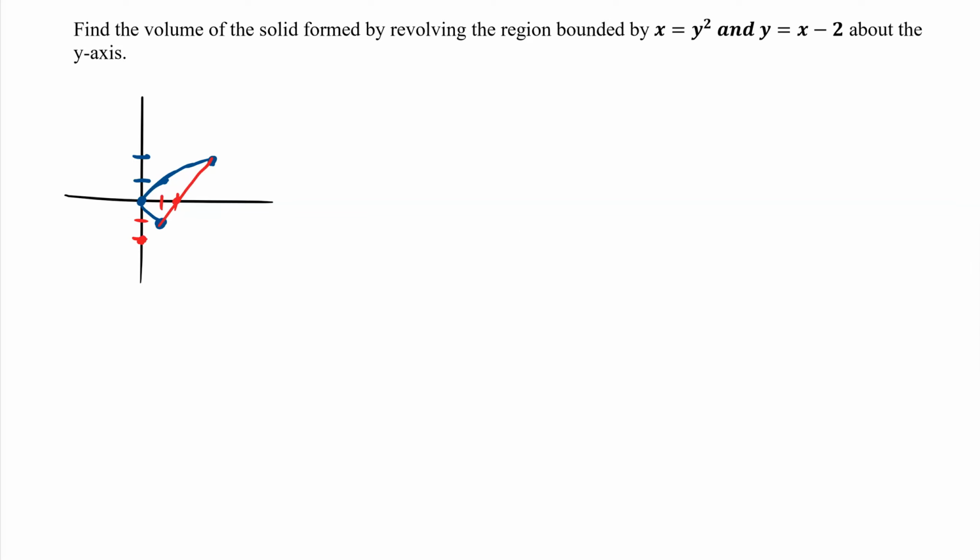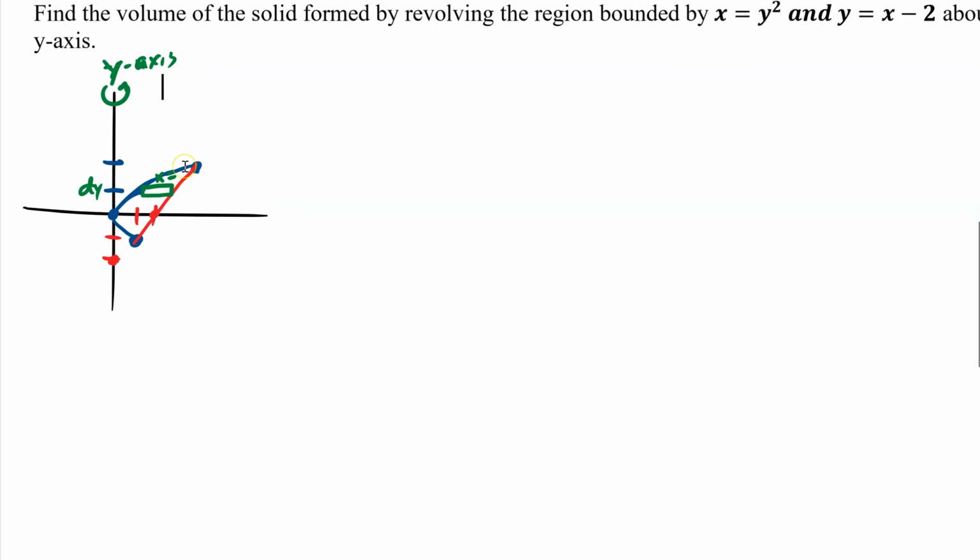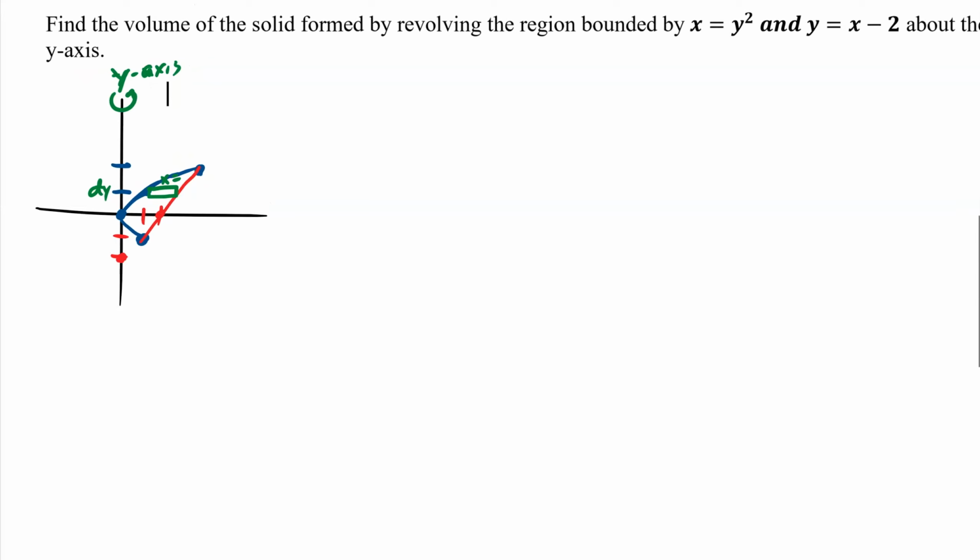So you already know that our rectangle is supposed to be horizontal and have a dy and x equals because we're rotating this about the y-axis. If you rotate it about the y-axis, then we need to make sure that our rectangle is perpendicular to the y-axis. So that means everything needs to be solved for x equals. That's what we need. So if you look at our two equations, the first one's good to go. That one says x equals y squared. Let's actually put that one in the right color. That would be x equals y squared.